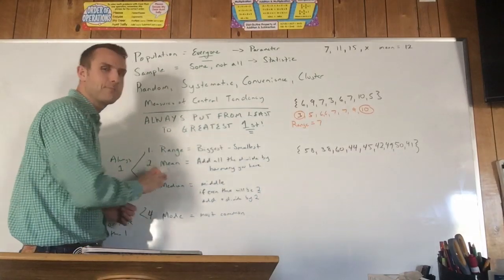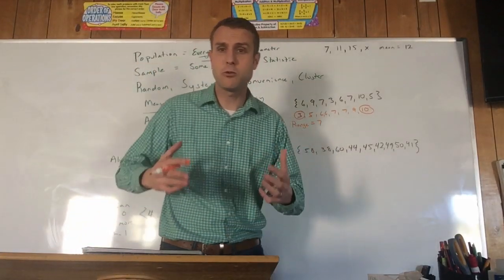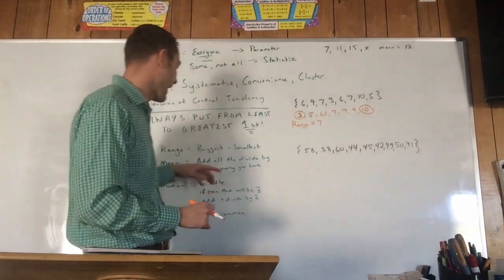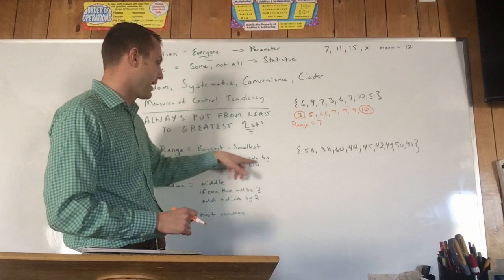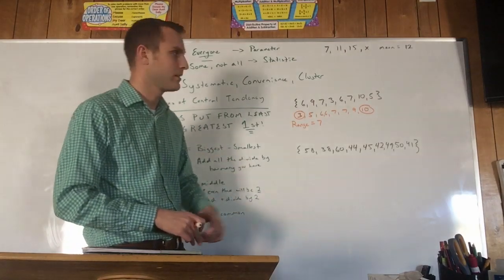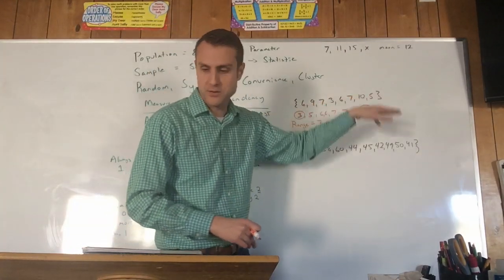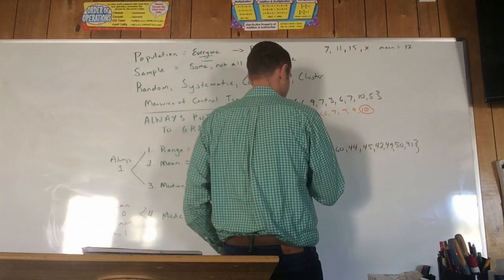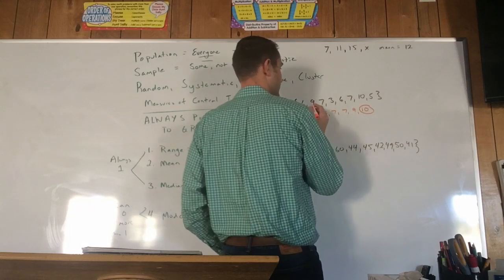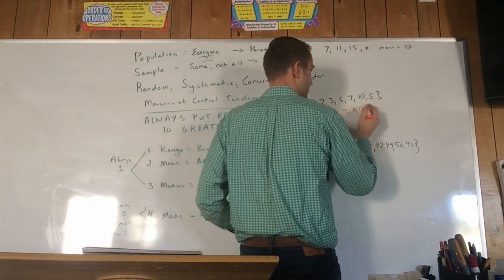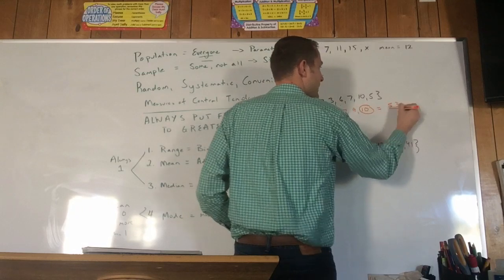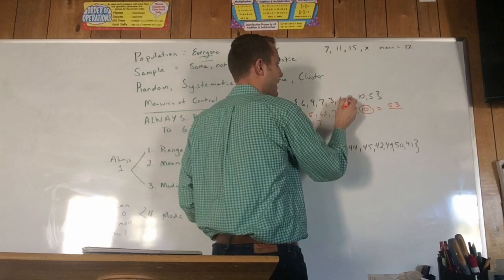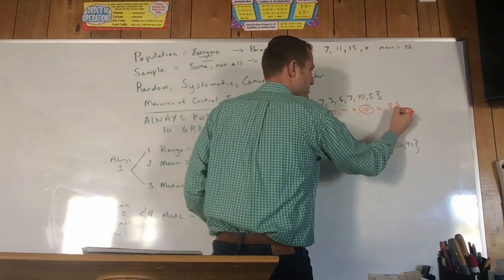The second one is my mean. My mean is just another word for average. So what I do for my mean is I'm going to add up all my numbers and then divide by how many numbers I have. So in this case, I would add all these numbers up. When I do that, I would end up with 53. So I add 3 plus 5 plus 6 plus 6 plus 7 plus 9 plus 10. That's going to equal 53. Then I'm going to count how many numbers do I have. I have 1, 2, 3, 4, 5, 6, 7, 8 numbers.